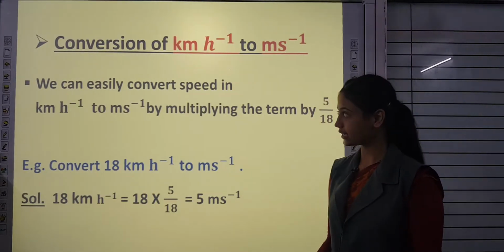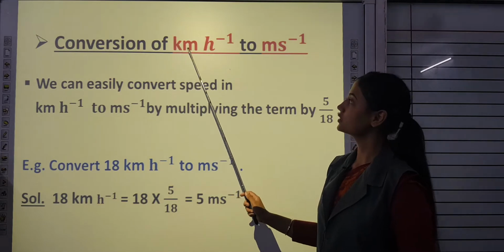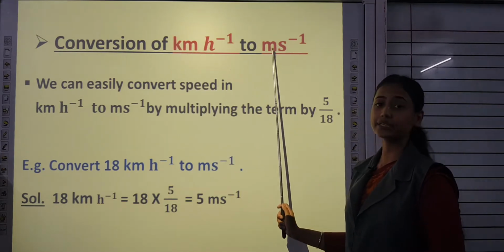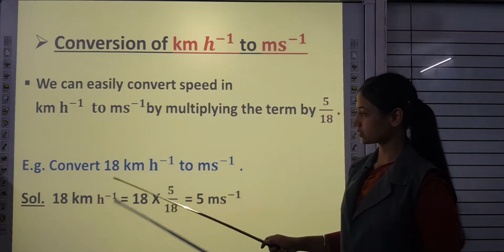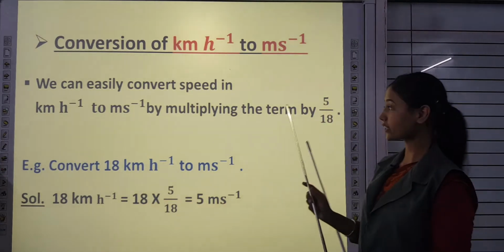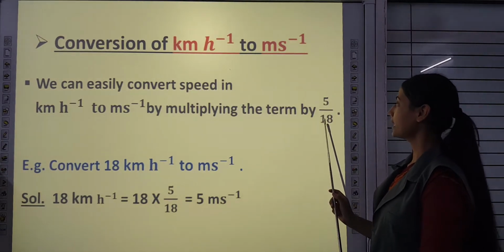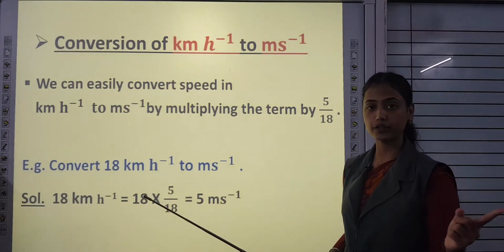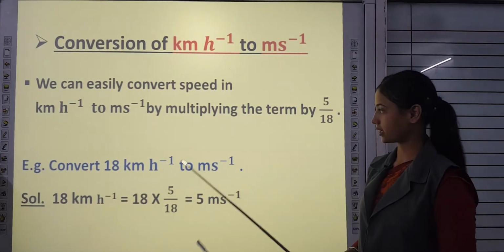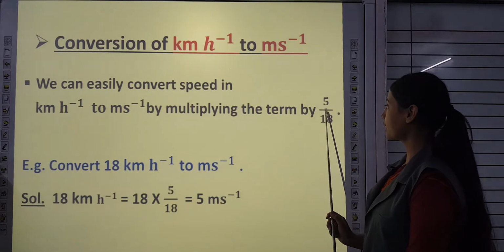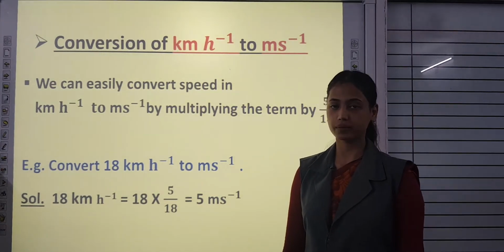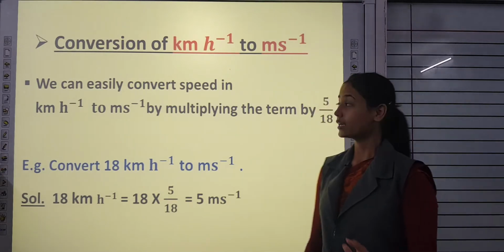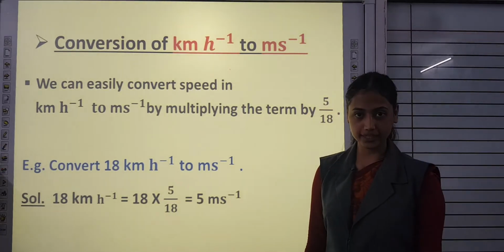In the opposite case, when we have to convert kilometer per hour to meter per second, what will you do? You will multiply that speed with the fraction 5 upon 18, and in that case we were using 18 upon 5. In this case you can use 5 upon 18. Now I understand that it is a little bit confusing, 18 upon 5 or 5 upon 18.